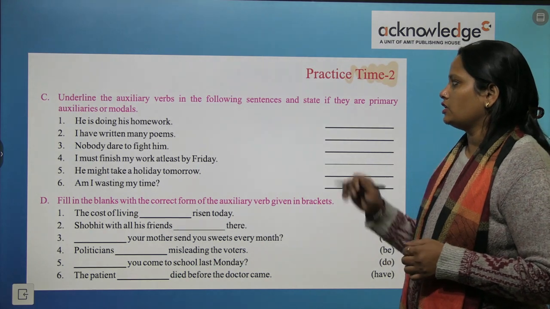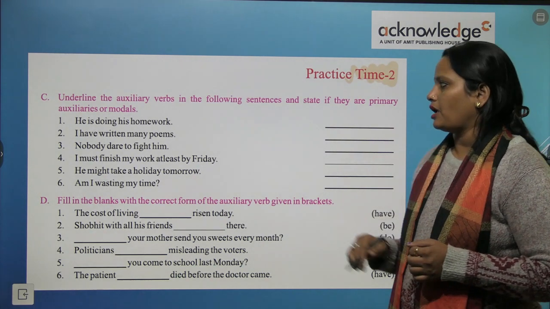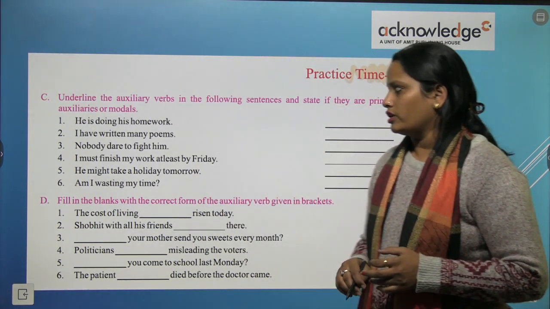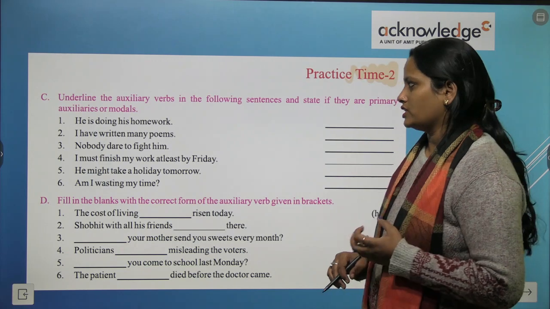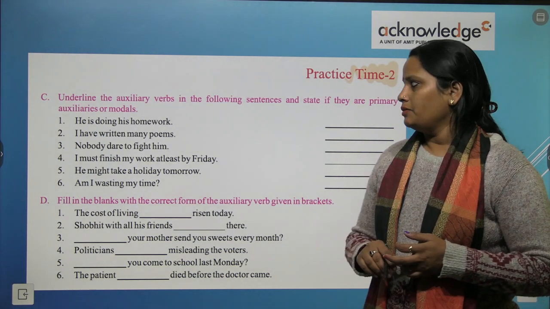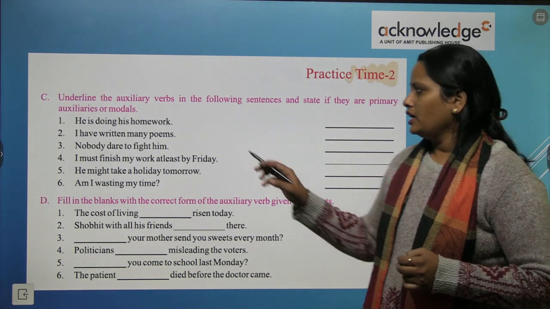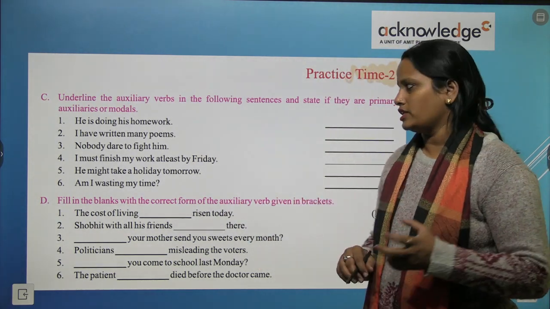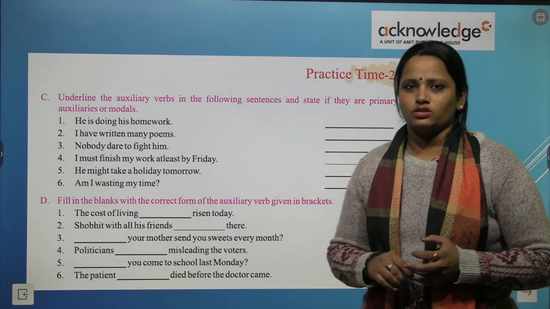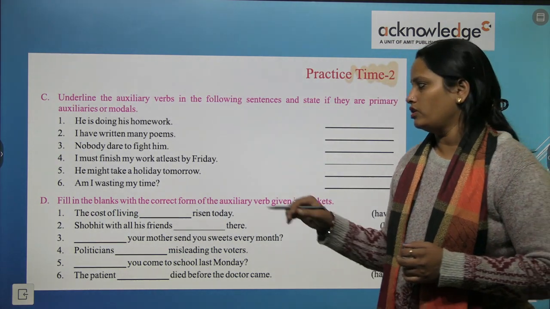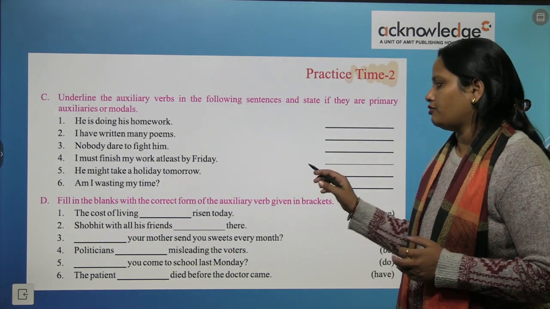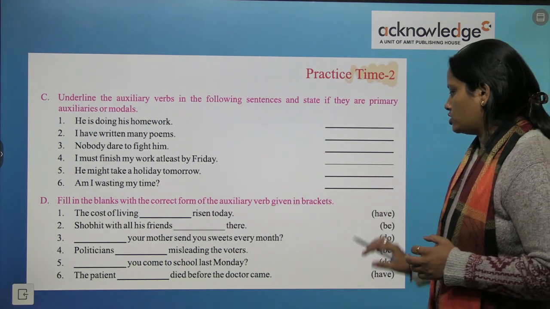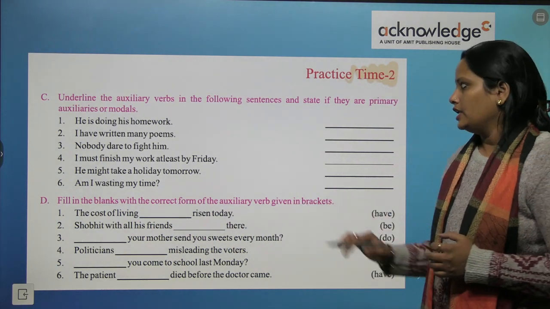Underline the auxiliary verbs in the following sentences and state if they are primary auxiliaries or modals. So he is doing homework. Here is is the auxiliary verb and it's a primary auxiliary verb. I have written many poems. Here have is the auxiliary verb and it is also a primary auxiliary. Rest of the questions you do on your own. Now fill in the blanks with the correct form of the auxiliary verbs given in the brackets. Here some words are given in brackets, and we have to write their correct forms.